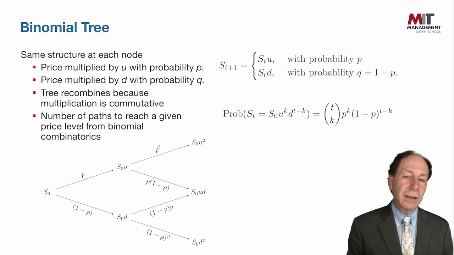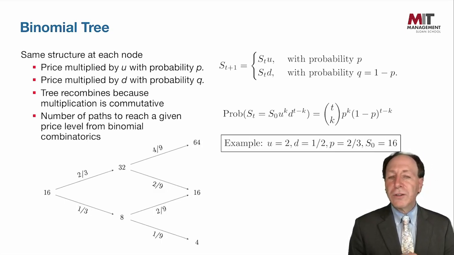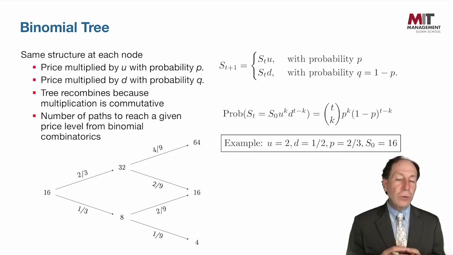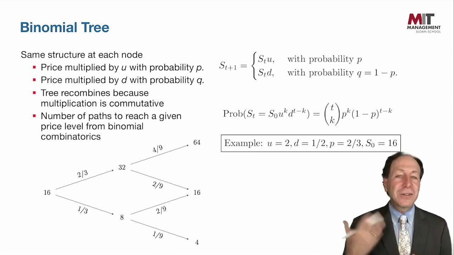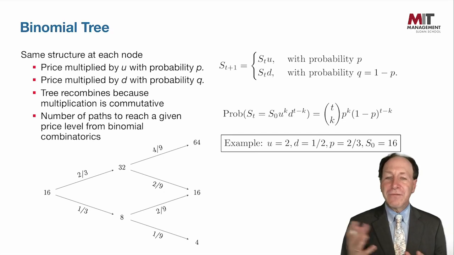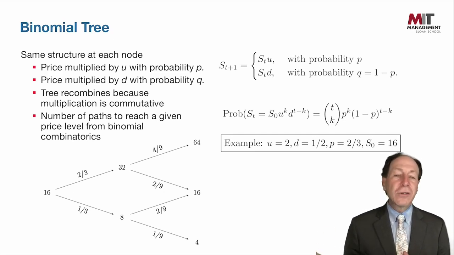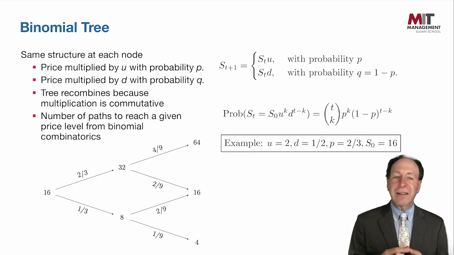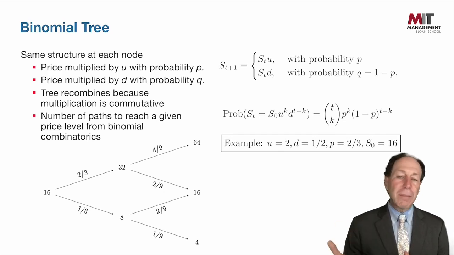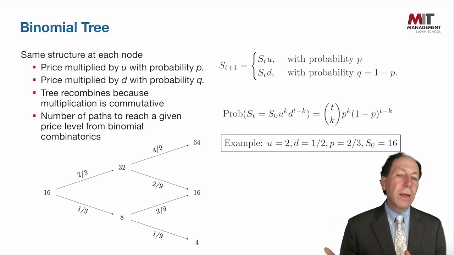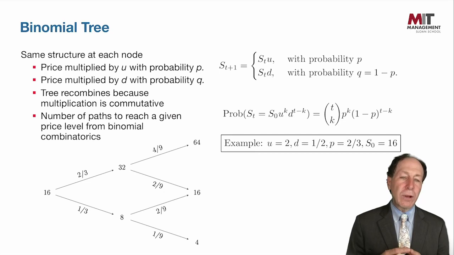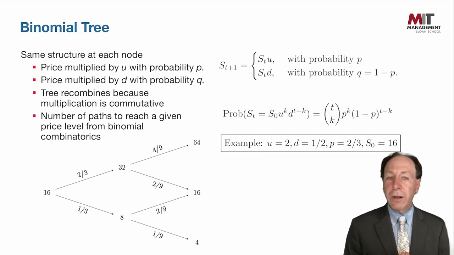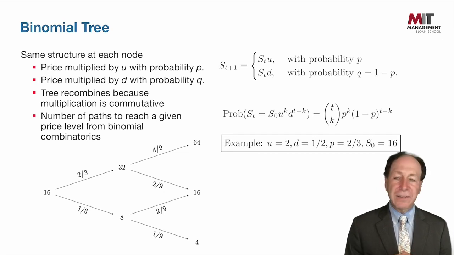Let's look at a concrete example. Suppose u is equal to 2. This is rather extreme. Suppose in each time step, the value of the stock doubles. Suppose if I go down, the value of the stock is cut in half. Suppose the probability of an up move is 2/3. The probability of a down move is 1/3. And let's suppose we have a starting price of 16.